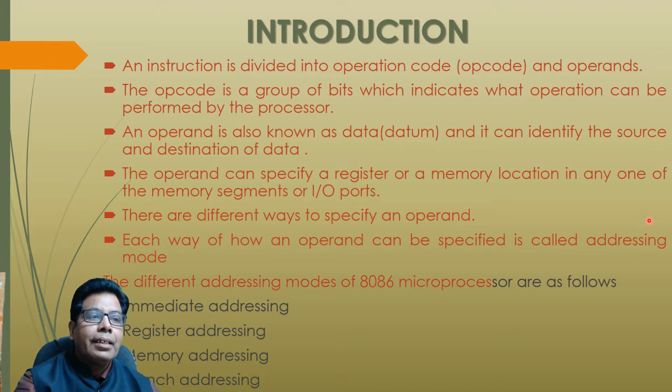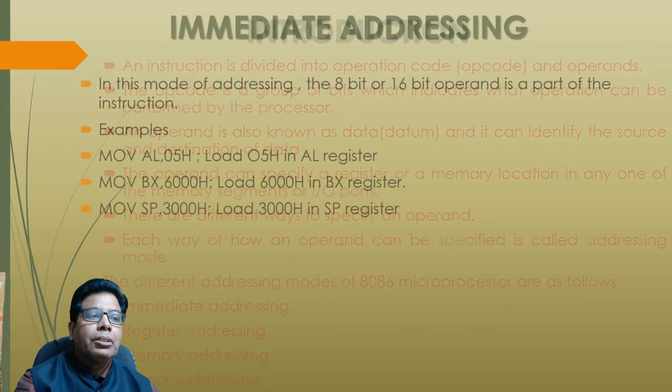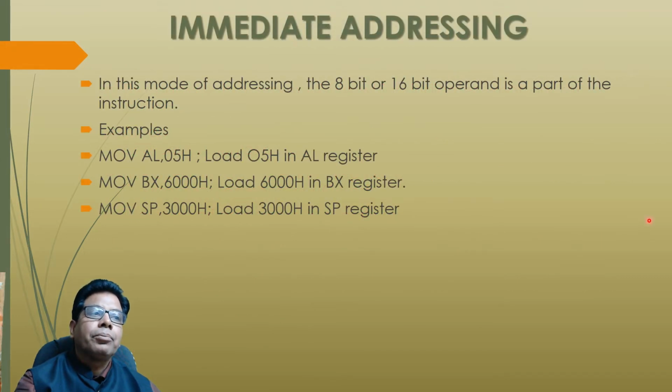There are different addressing modes of 8086 microprocessor. There are immediate addressing, register addressing, then memory addressing, branch addressing. Now we will see the details of these addressing modes. First comes the immediate addressing. In this addressing mode, the 8-bit or 16-bit operand is a part of the instruction, and it will immediately follow the opcode.